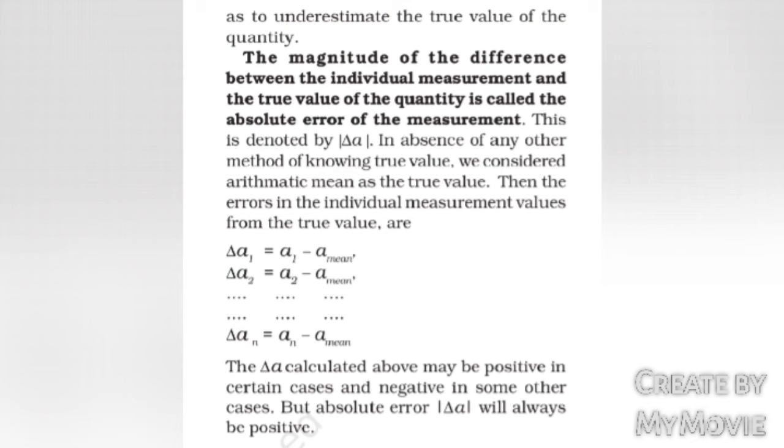The magnitude of the difference between the individual measurement and the true value of the quantity is called the absolute error of the measurement. This is denoted by modulus of delta A. In absence of any other method of knowing the true value, we consider the arithmetic mean as the true value. Then the errors in the individual measurement values from the true value are delta A1 equals A1 minus A mean, delta A2 equals A2 minus A mean, and so on till delta An equals An minus A mean. The delta A calculated above may be positive in certain cases and negative in some other cases, but absolute.